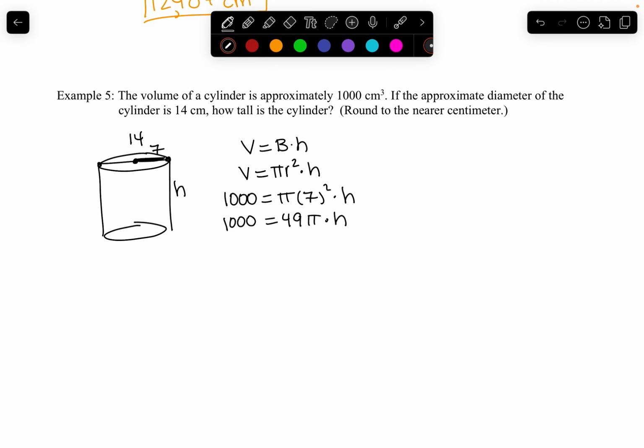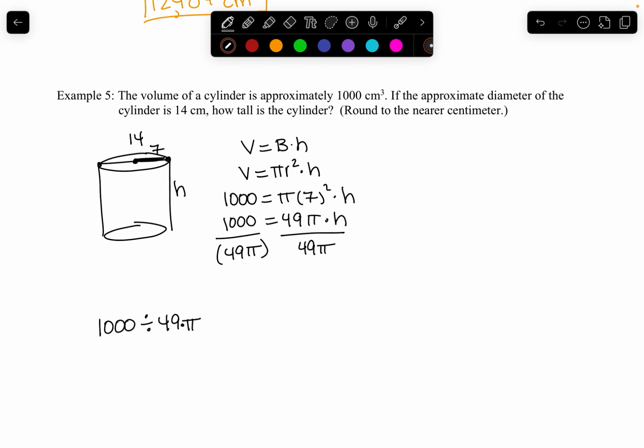Okay, you guys, this is so incredibly important. If you listen to nothing else in these notes, you better listen to this, okay? I am going to have to divide by 49 pi to get H by itself. Here's the problem. I can't just divide by 49 pi. You must put 49 pi in parentheses. The reason that it's important is because the calculator is assuming what you're doing right now. If you actually put this in the calculator, it is going to show you this: 1,000 divided by 49 pi.